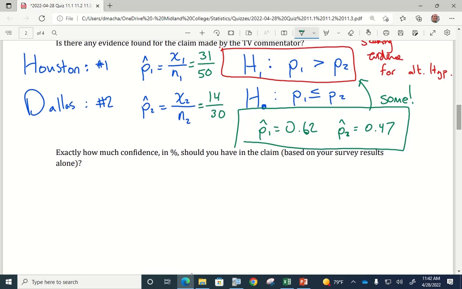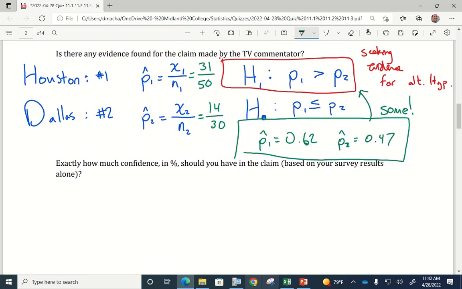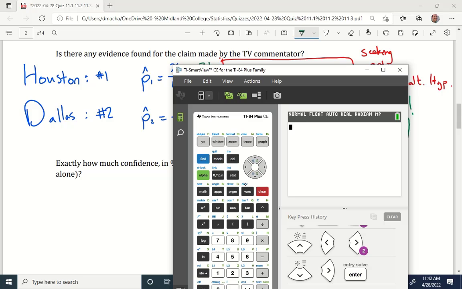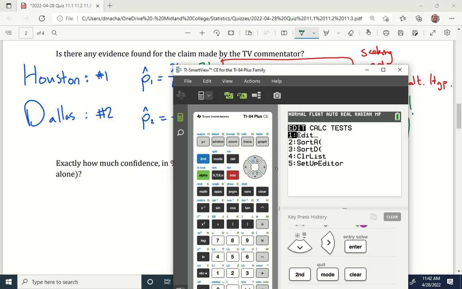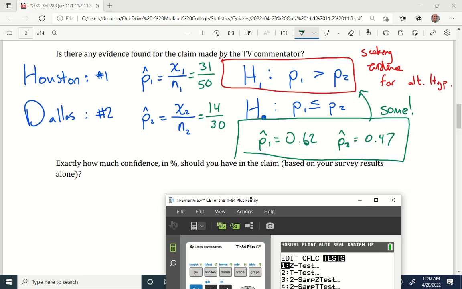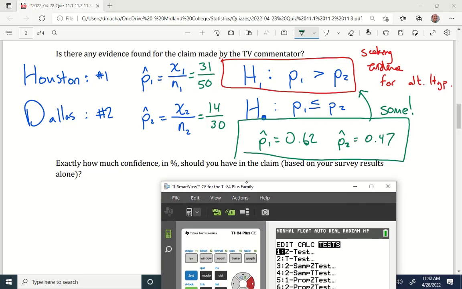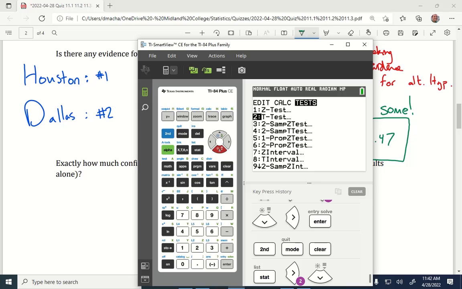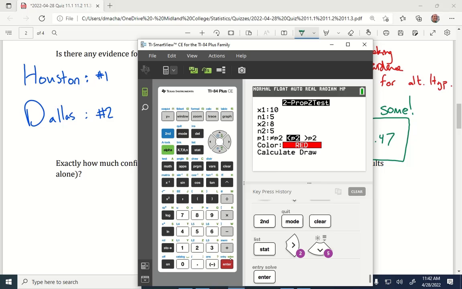How much evidence is it? So we're asking how much confidence should we have in our claim? And I will need my calculator. So I choose stat. Let's go over to tests. And what kind of hypothesis is this? We're comparing two population proportions. And with proportions, we're going to use the z-test, because we can theoretically determine exactly the population standard deviation using square root of p times 1 minus p over n. So that's going to be a z-test, not a t-test. And in this case, we're dealing with two proportions, so I think number 6 is the right choice.